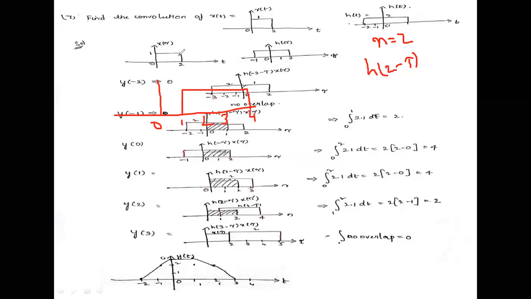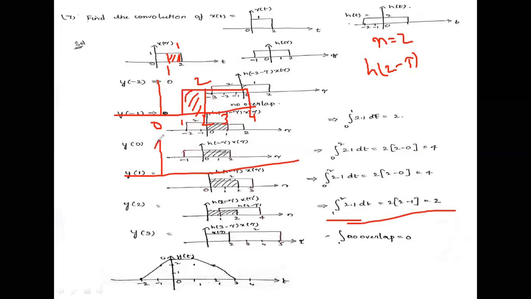Now observe here, there is an overlapping between 1 and 2 only. Here the 1 is there, between 1 and 2. Okay, magnitude is 2, here the magnitude is 1. Now the range is 1 to 2, limits 1 to 2, so 2 into 1 into dt, 2 into 2 minus 1, the value is 2. Got it?